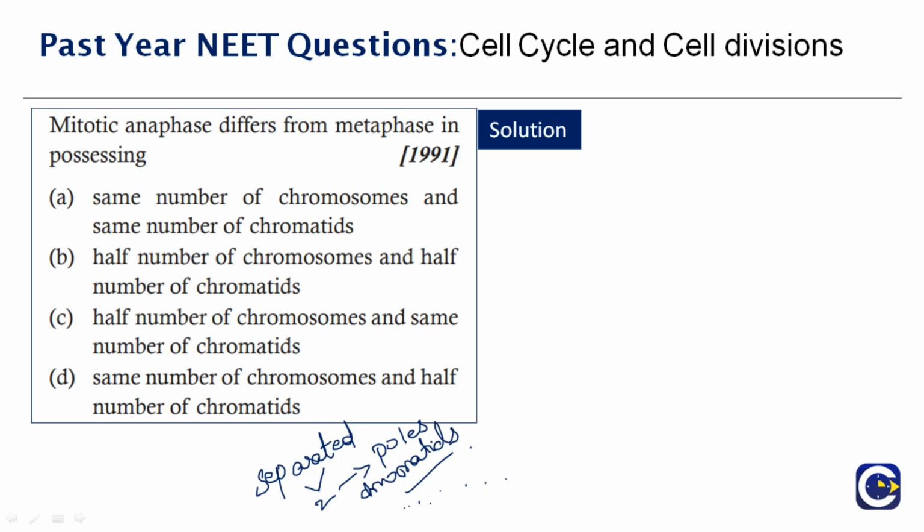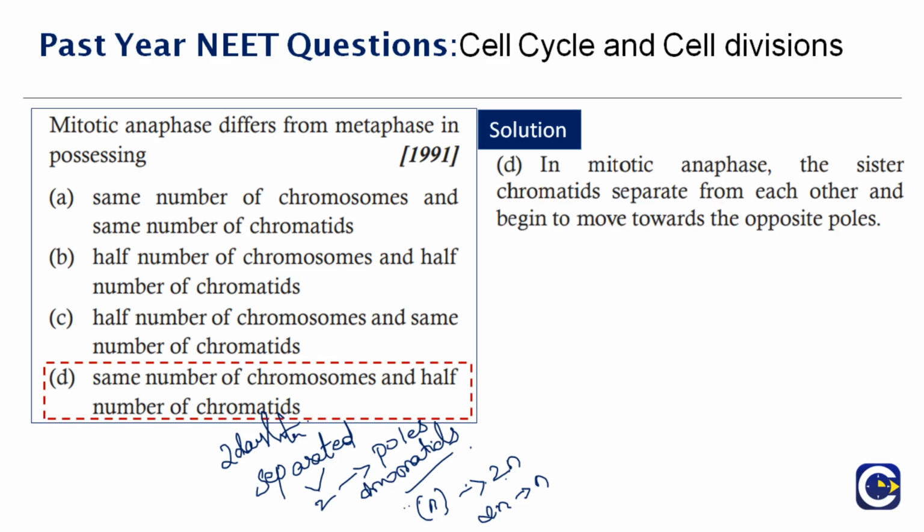Then you would call that a malfunction, because the concept is very simple, where n will get converted into 2n and 2n will again convert into n. So diploid getting into haploid, haploid getting into diploid is a very common process. So the number of chromosomes will not change, but the number of chromatids, where 2 daughter chromatids will be formed, will be reduced to half. So mitotic anaphase differs from metaphase in that the number of chromosomes will be the same, but the chromatid number will reduce to half. Therefore the correct answer to this question is option D.